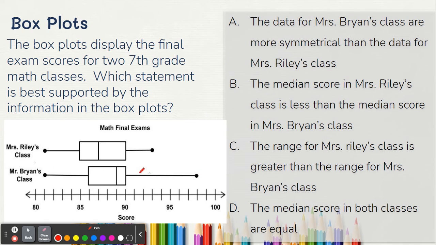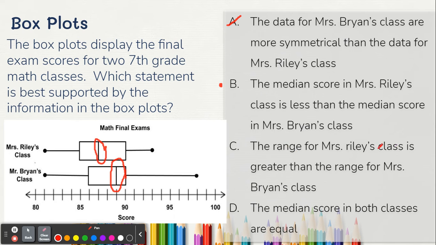I don't think this is symmetrical. Look at how long that whisker is compared to that one. And my median's all the way over to the right instead of in the middle. Okay, so I don't think that's true. The median score in Miss Riley's class is less than the median score in Mr. Bryan's class. So that's true. That's less than that. So let's keep going. Let's check the rest.